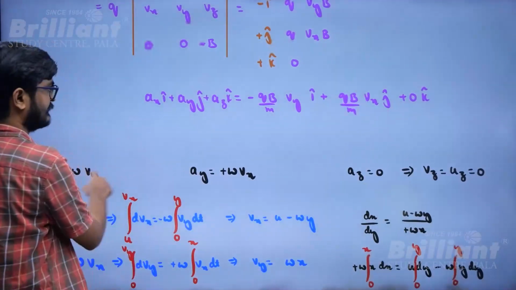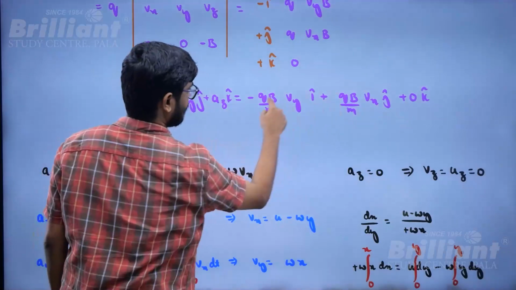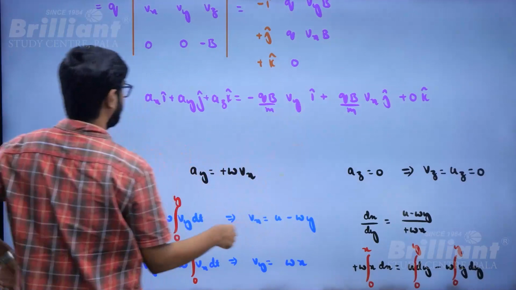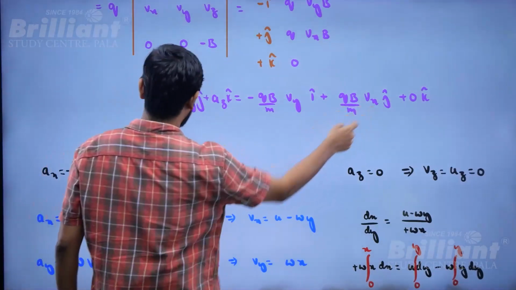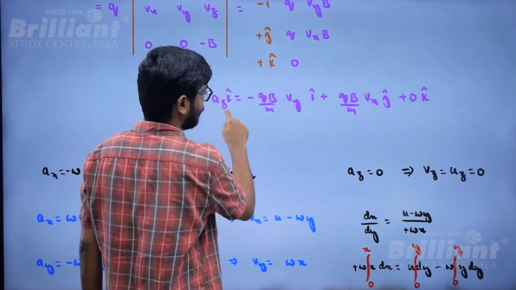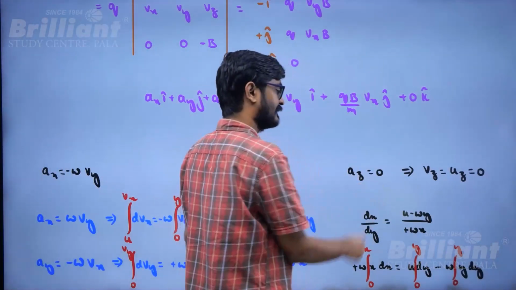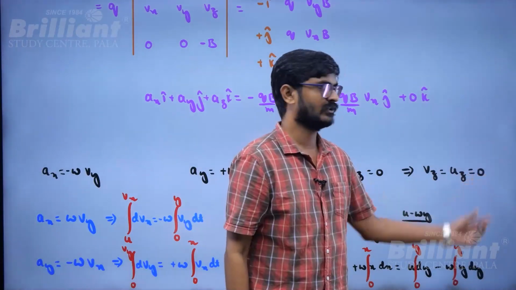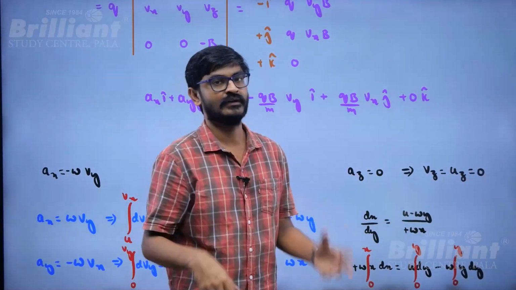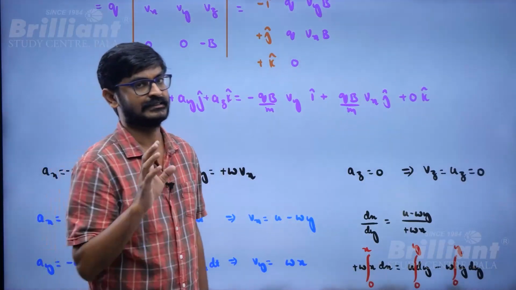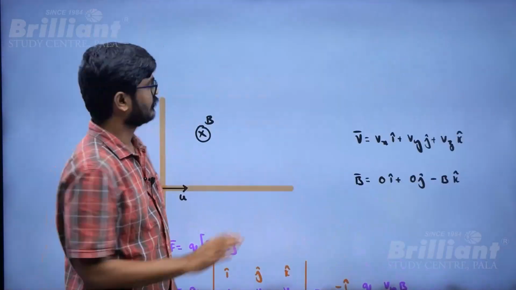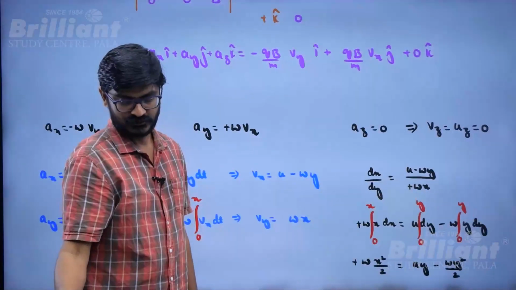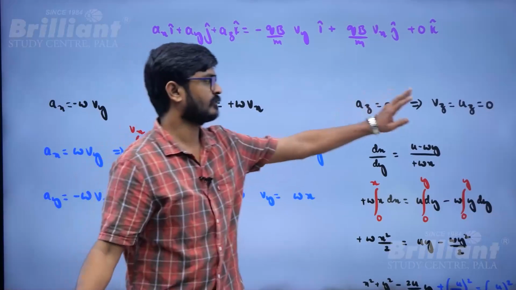This quantity is coming again and again, so I am calling it omega. So acceleration along the x axis is minus omega into vy, acceleration along the y axis is omega into vx, and acceleration along the z axis is 0. Now if acceleration along the z axis is 0, velocity along the z axis will be constant. Initially it was 0, so finally also it will be 0. So it is not moving along the z axis, it is moving only along the x axis and y axis. So the motion will be only in this plane, that we concluded. So now I am not bothered about the z axis.